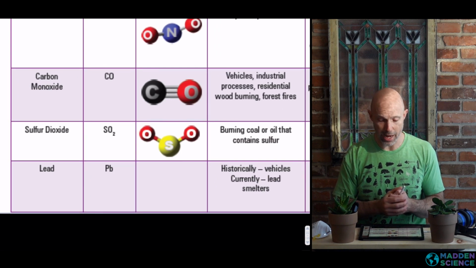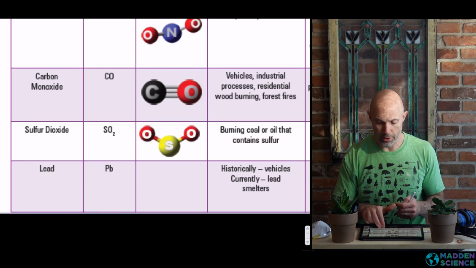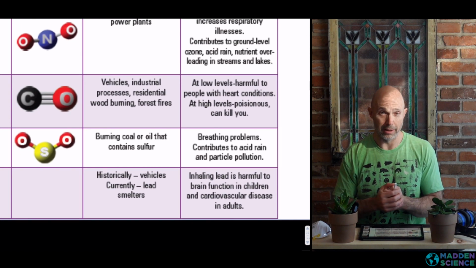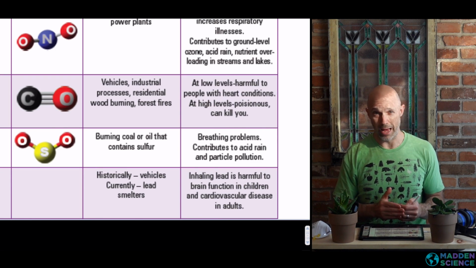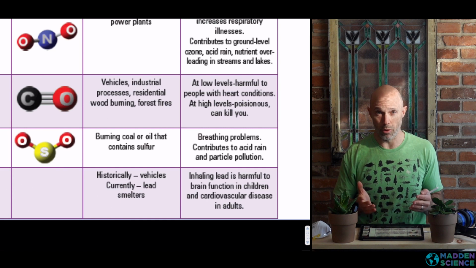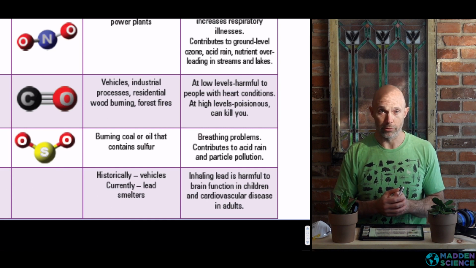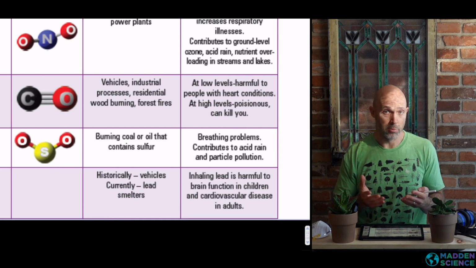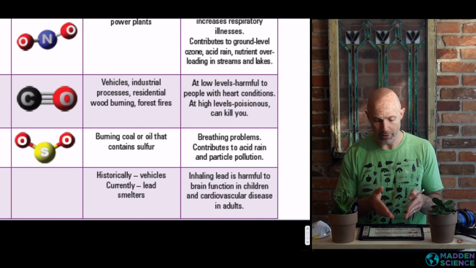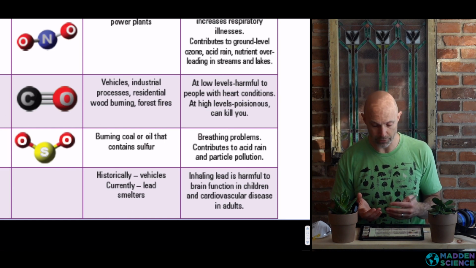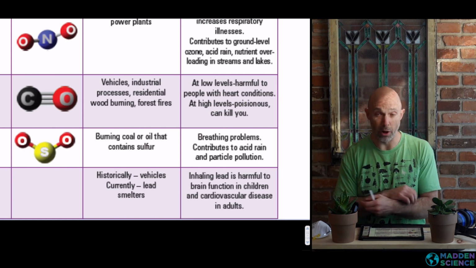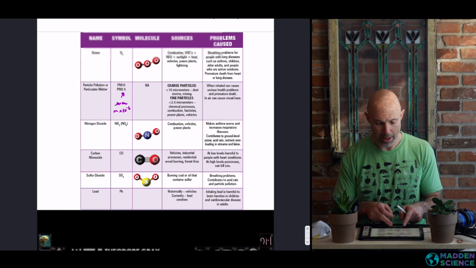SOx or sulfur dioxide, SO2, comes from burning coal and oil that contains sulfur. So we went on our field trip to a natural gas burning power plant, and they had almost zero sulfur dioxide release. They had plenty of nitrogen dioxide. And some of the SO2 would be when they go on backup, say, for burning diesel fuel. So breathing problems, also contributes to acid rain.